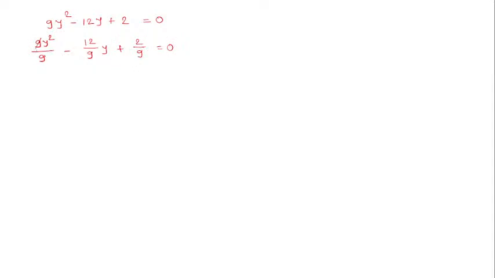In the first term, 9 will get cancelled. In the second term, we can divide by 3. 3 3s are 9 and 3 4s are 12. So we have y square, and we can use our proper method.